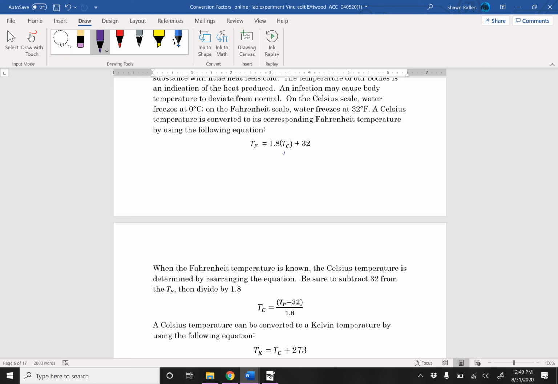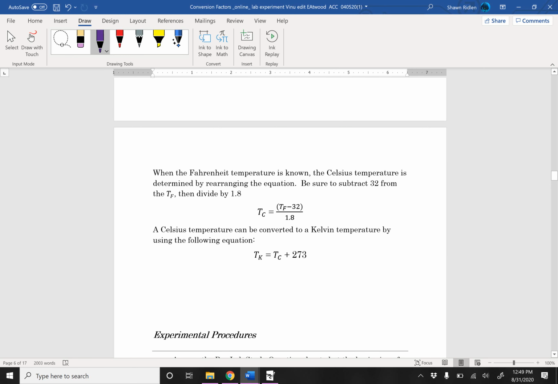So if I know Celsius and I want Fahrenheit, this is the calculation I use. So notice here I say 1.8 times my temperature in Celsius plus 32. And it's very important here to maintain your order of operation. Okay, so remember to distribute, so to multiply first, and then do your addition and subtraction. So first multiply 1.8 times your temperature in Celsius, and then add 32.